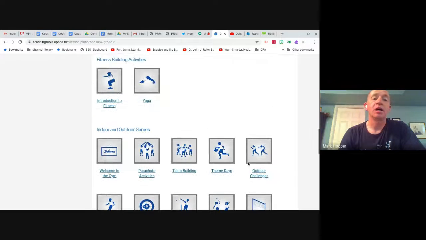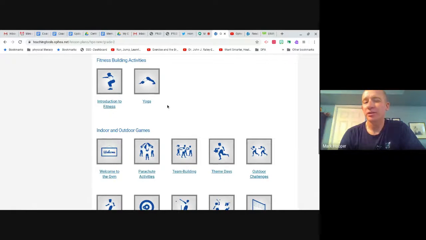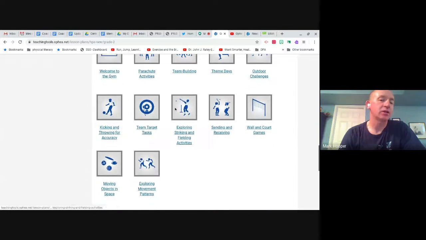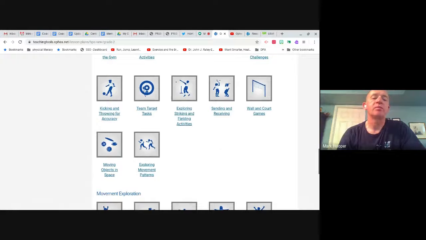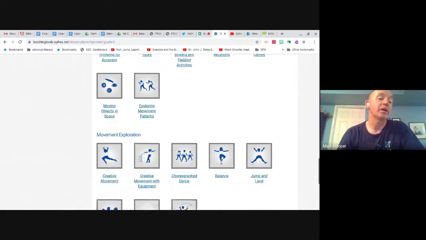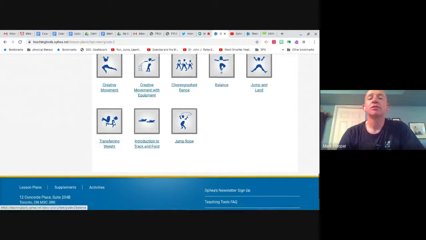at home. Like the introduction of fitness activities, some of the yoga activities, even some of the games like target games here, they might be able to do at home. So you have to go through and explore what you think might be most appropriate for your class. There's movement exploration activities, all sorts of different things.